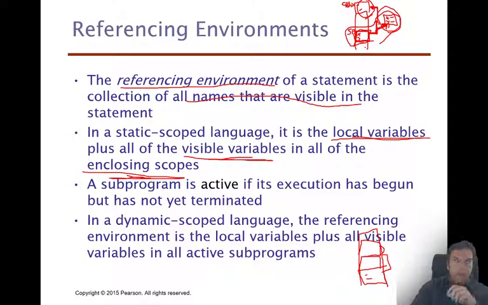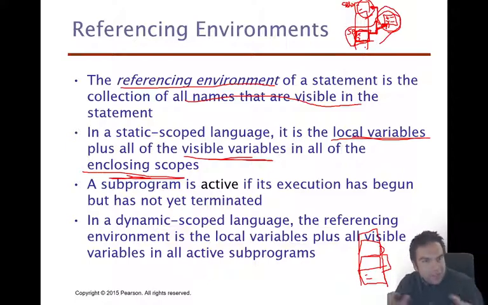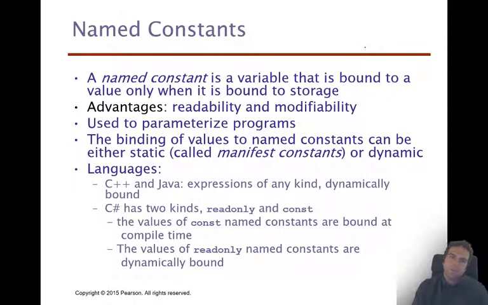Your referencing environment, another way to think about it, is the set of all the names that are visible at a particular line of code. So when you're looking at a line of code, you want to ask yourself, what are all of the variables that are visible? Not just the names, the variables, because you can have multiple variables with the same name, but maybe only one of them is visible to you. So it's not just about names, it's about which variables are accessible at a given line of code.